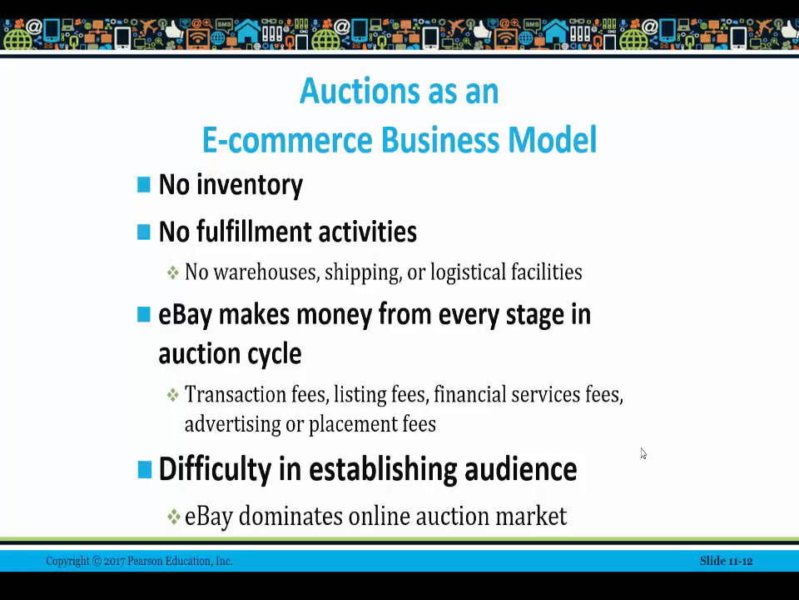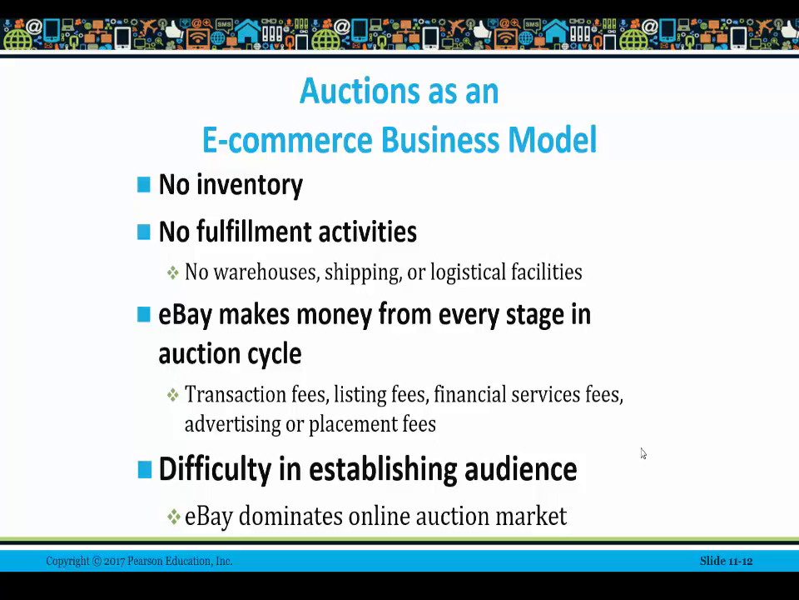eBay earns revenue from auctions in several ways: transaction fees based on the amount of the sale, listing fees for display of goods, financial service fees from payment systems such as PayPal, and advertising or placement fees where sellers pay extra for special services such as particular display or listing services. PayPal has been faster growing and more profitable than eBay's markets, growing to more than half of eBay's revenue. In 2015, eBay spun off PayPal into a separate company, and going forward will have to make its profits from its market operation.